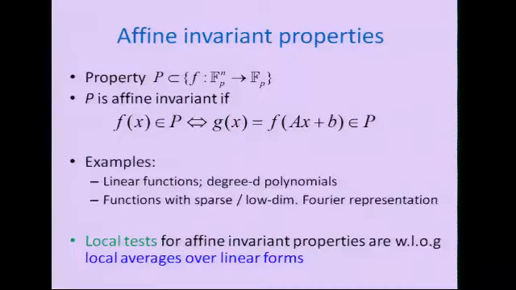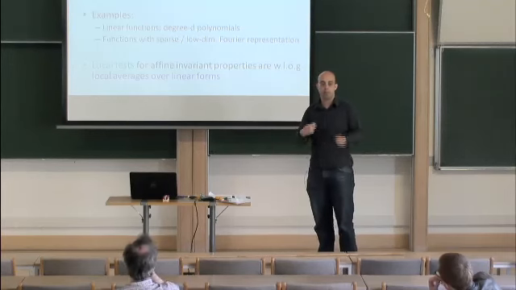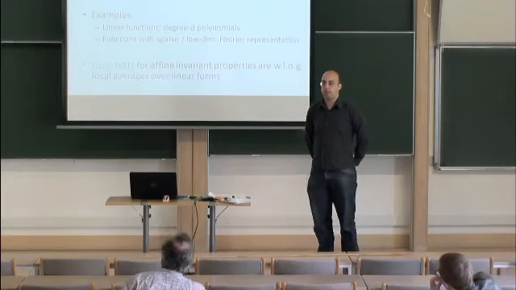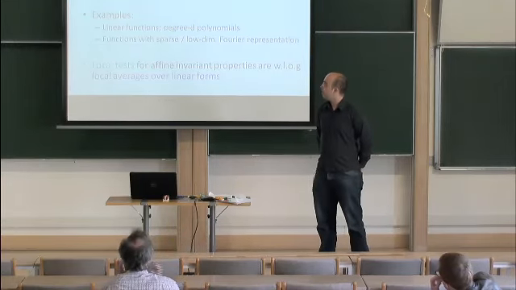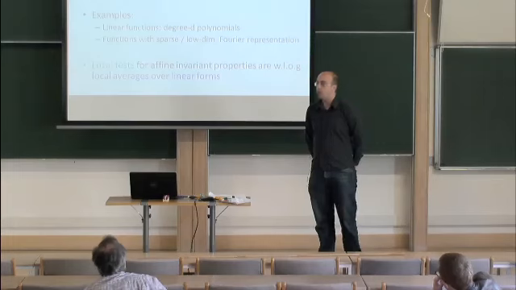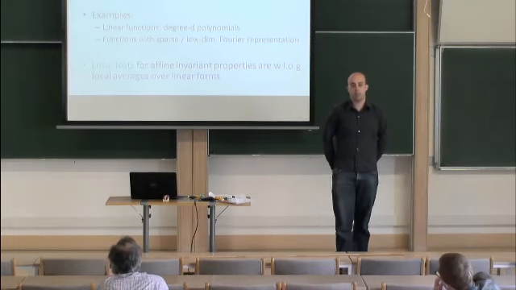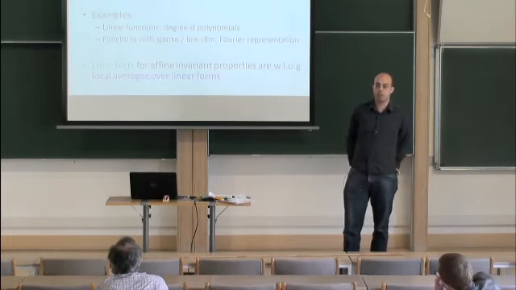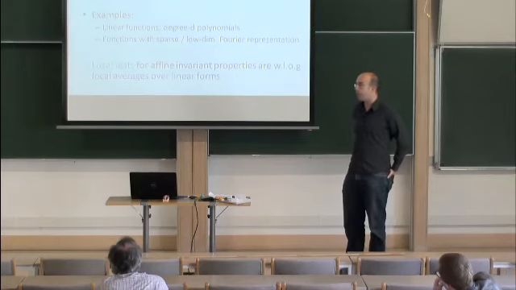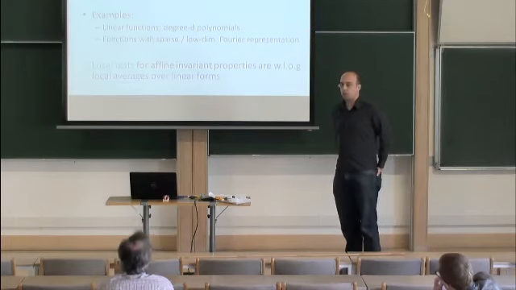A property, as I said, is just some sort of function, and it's affine invariant if a function belongs to a property if and only if applying some affine transformation on its inputs will also be in the property. So one example is obviously linear functions or degree-D polynomials, right? If you have a degree-D polynomial and I apply some invertible affine transformation on the variables, it will still be a degree-D polynomial.